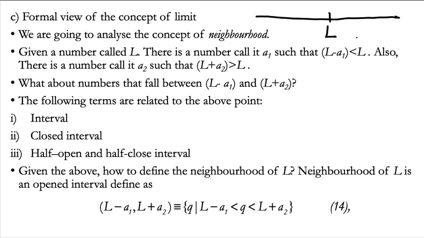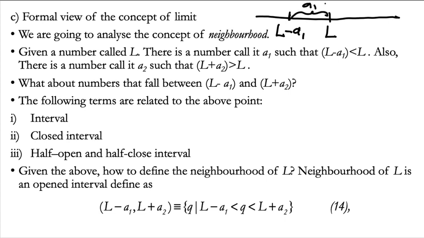Then, let's say there is another number, call it A1, such that if we have L minus A1, then L minus A1 must be less than L. L is here, so L minus A1 must be less than L. Where is it on this line? Let's say somewhere here, L minus A1. Okay, so here it is very clear that L minus A1 is less than L. L can be any number. So number A1 is actually this, isn't it?